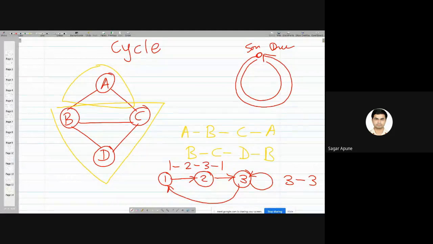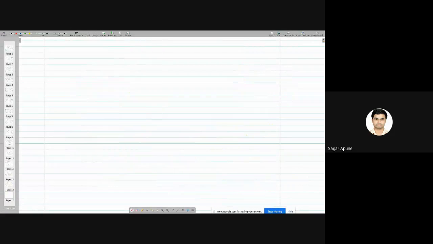Okay, next is sink node. Sink node means what? If my vertex has 0 out degree, then this is my sink node. Means a sink node is a node such that no edges start from or go out from my given vertex.